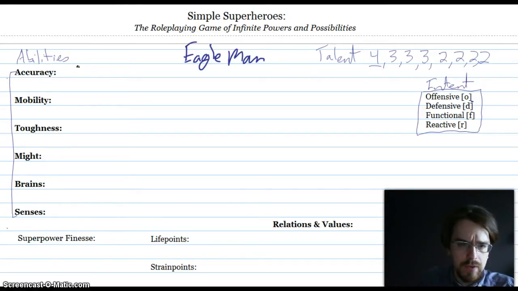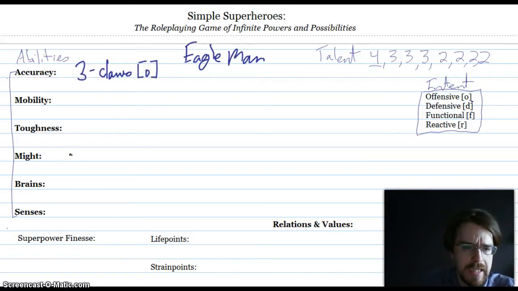So without further ado, let's talk about some of Eagle Man's talents. So I'm going to give him a rank 3 claws talent, and I'm going to make that offensive. That's going to be his primary attack. And I'm going to give him another claws related talent, which is in might. Now, I put the first in accuracy because it's primarily about striking well and precisely.